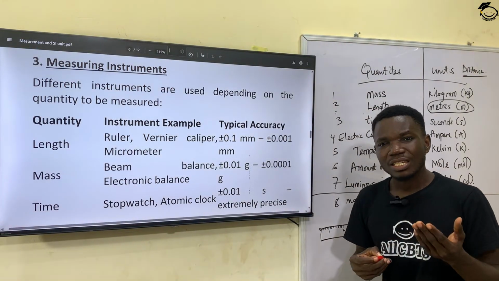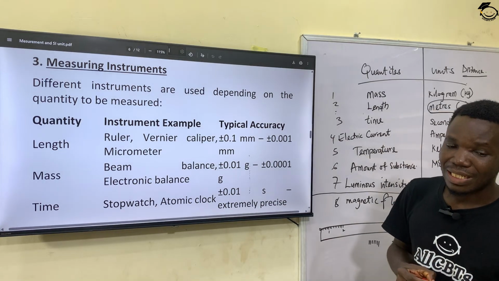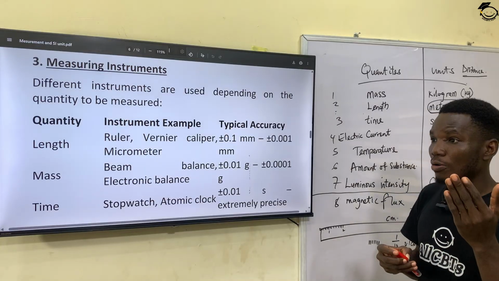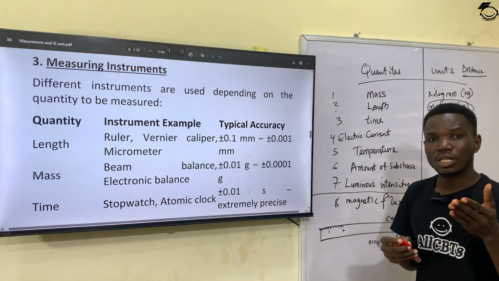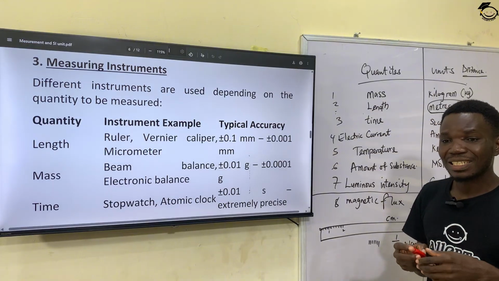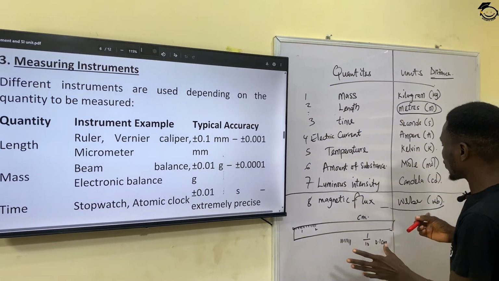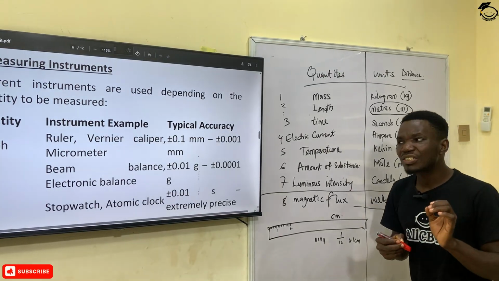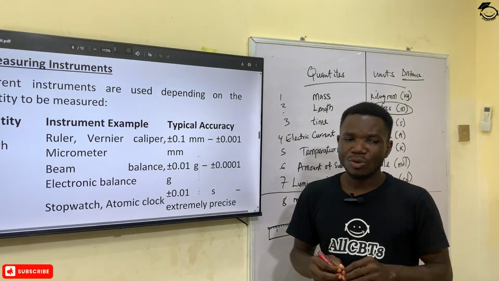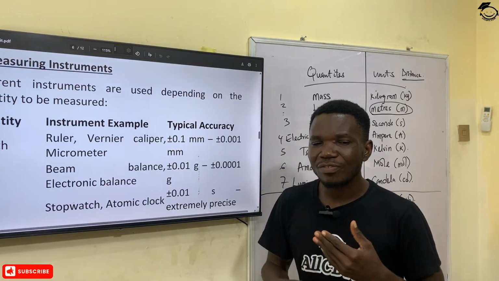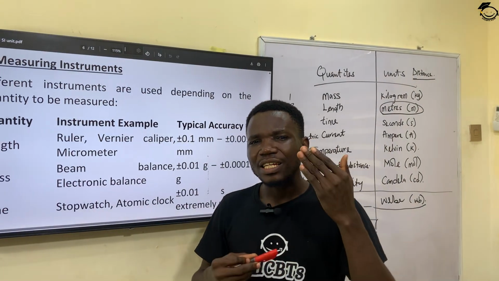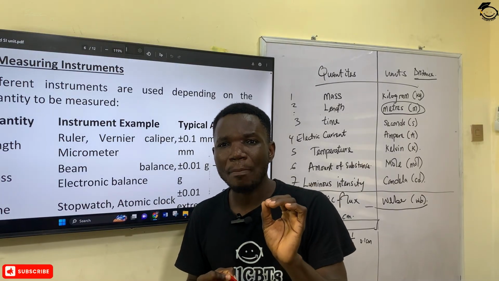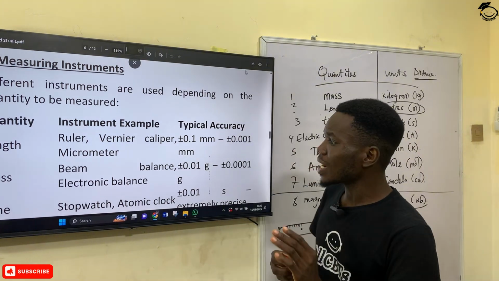If you want to measure mass, you can have what? Instruments such as the beam balance, the chemical balance, your spring balance, your electronic weighing balance. So all of these apparatus are for measuring what? Mass. And they all have their degree of accuracy as well. So the degree of accuracy of a device tells you the minimum quantity that particular apparatus can measure. So each one has its own.